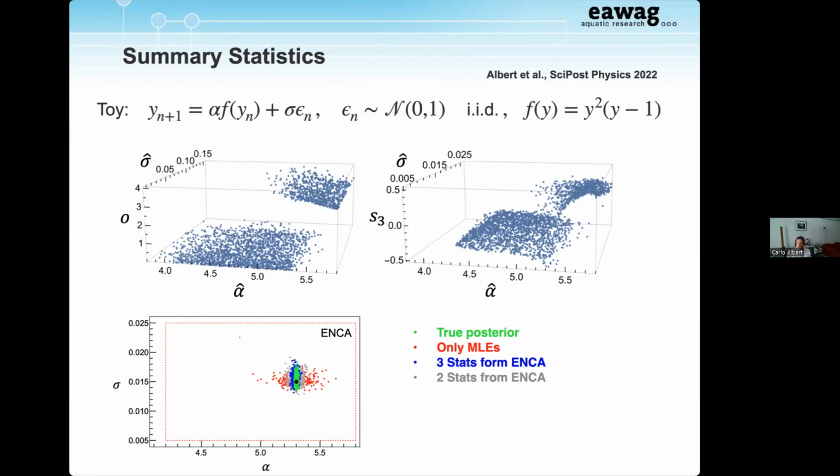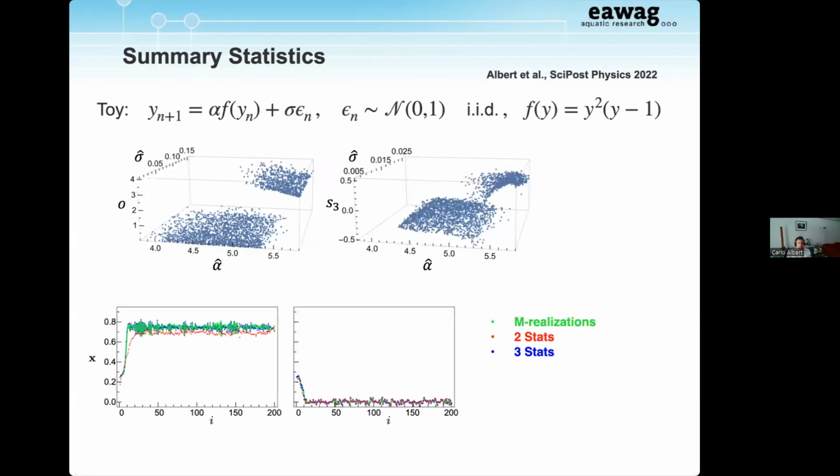It's also nice to see what the decoder does. Of course, we can look at what the decoder does. So what we did here is after we have trained the network, we made some model realizations with our nonlinear AR1 model, and we had one model realization that went to the upper attractor and one model realization that went to the lower attractor. And the blue one is the reconstruction of the decoder using three statistics, and you see it's almost a perfect job.